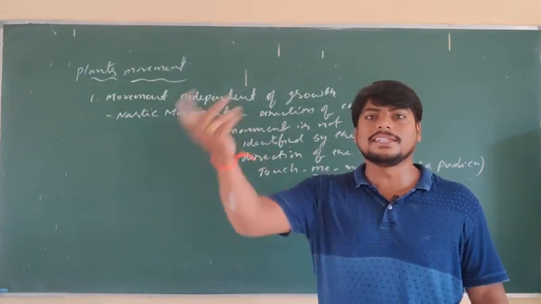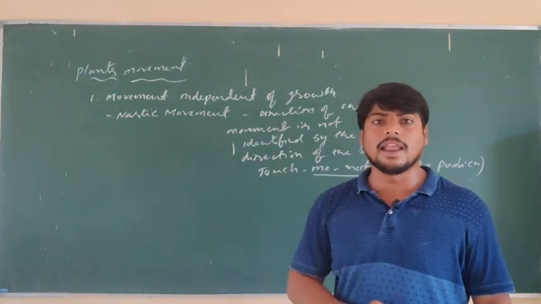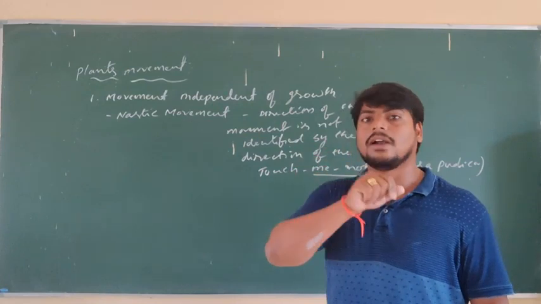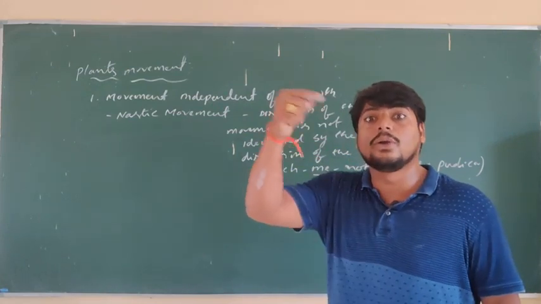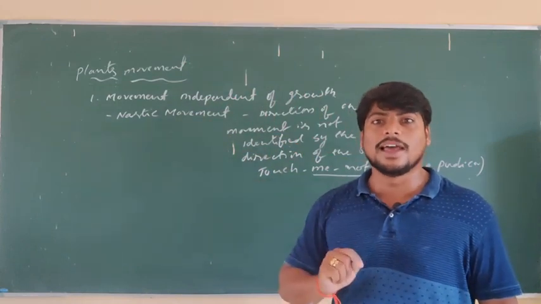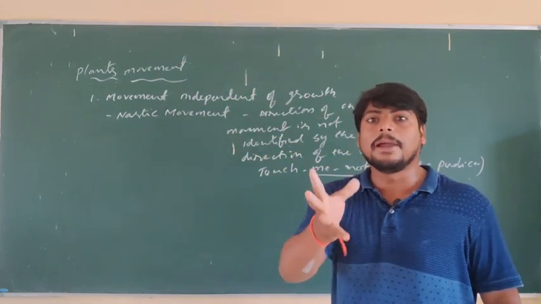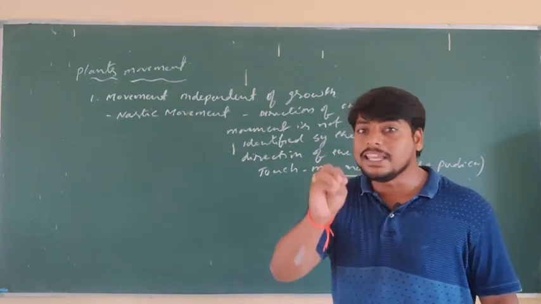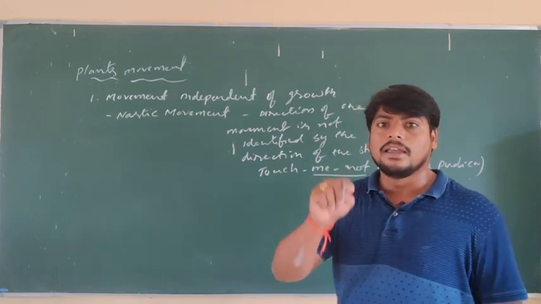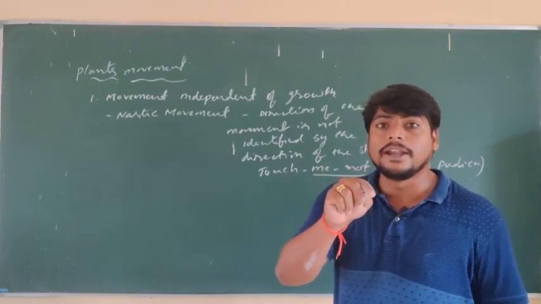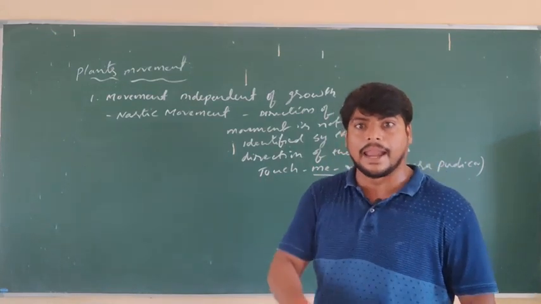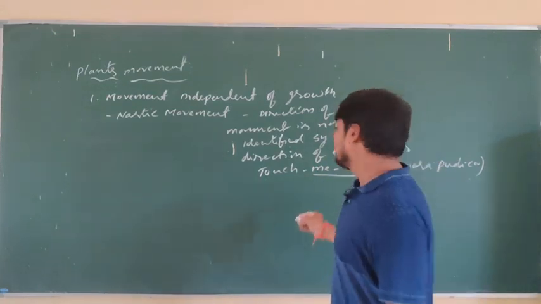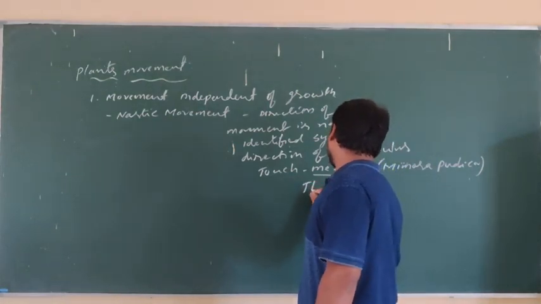If it showed growth, it would be different, and it would not be called Nastic movement. It is considered Nastic movement because the plant is not growing towards the stimulus. It is responding by closing its leaf. That is what we call Nastic movement, shown by the touch me not plant.